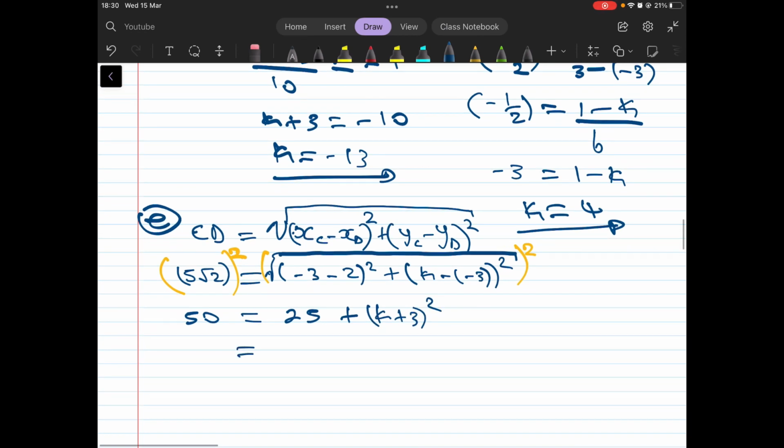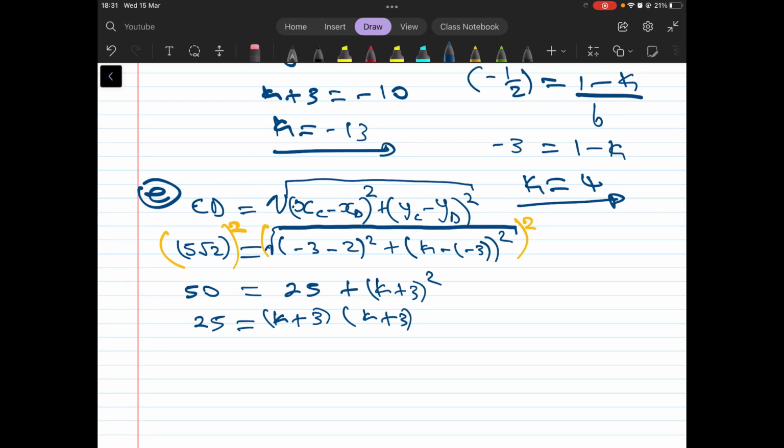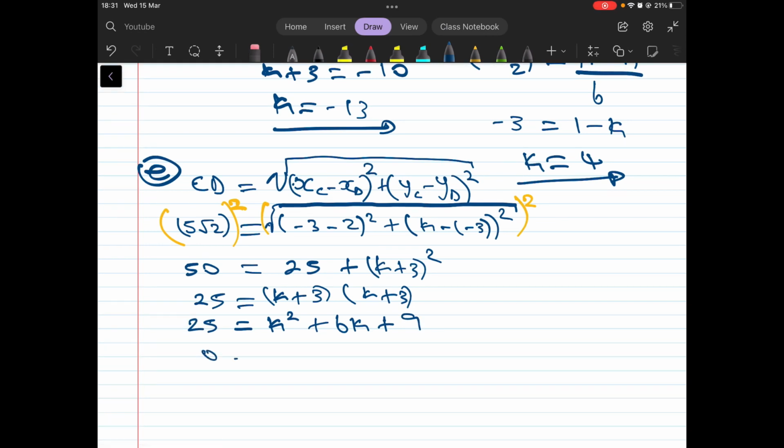So now we're just going to simplify. 50 and this 25, we can just have one of the 25s on that side, k plus 3, and then k plus 3 like that. 50 minus 25, you remain with 25, that's why I have that. k squared plus 6k plus 3 times 3, which is 9. I hope simplifying is not that much of a problem for you. So we're going to have k squared plus 6k, 9 minus 25, that is negative 16.